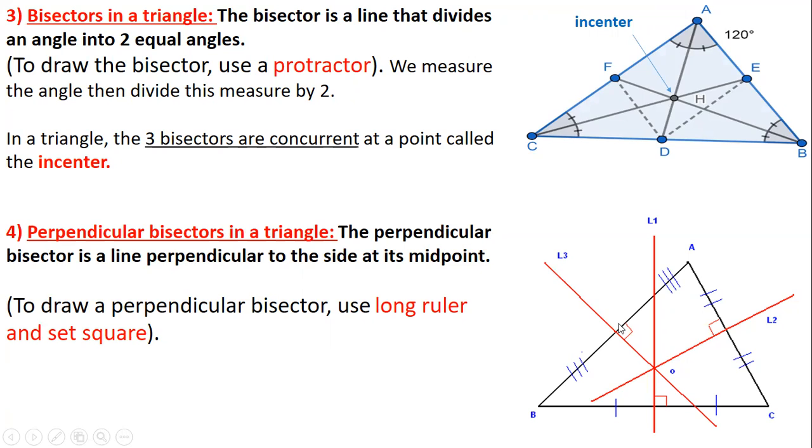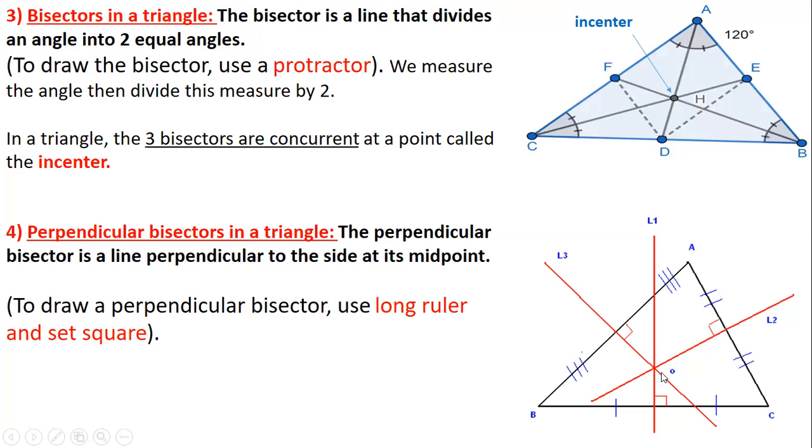How can we draw a perpendicular bisector? It's very easy. Suppose I want to draw the perpendicular bisector of AB. Using the long ruler, I measure AB. For example, its measure is 6 centimeters. I find the midpoint on the 3 centimeters, so this is the midpoint. I bring the set square, I put the set square at the midpoint, and I draw a perpendicular at the midpoint to get the perpendicular bisector.